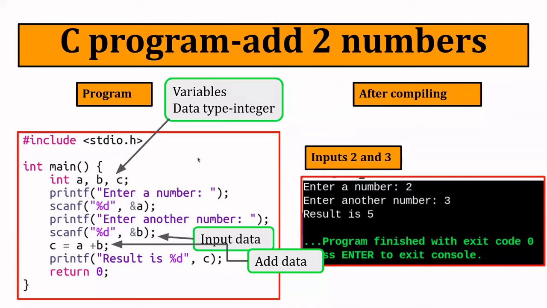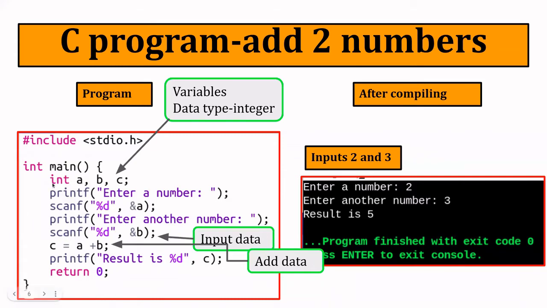Here is the second program. Add two numbers. Here you can see C equal A plus B. Now here you can see something new called variables. A variable has a memory location, so you can input any number.